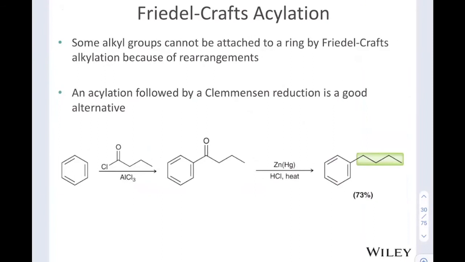Now, Friedel-Crafts acylation can actually help us overcome the limitations of Friedel-Crafts alkylation, because once we have this carbonyl group added to our benzene, we can use zinc and or mercury in HCl and heat to reduce that carbonyl down to the alkane. So this would be a way that we can add a 4-carbon chain at the end. Instead of doing alkylation, which would have rearrangements, we do acylation and then reduction. And this specific reduction is called Clemmensen reduction.